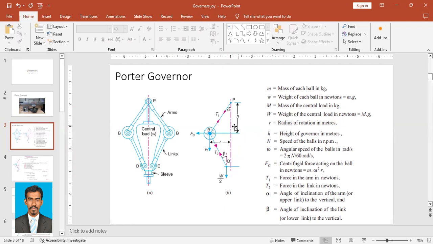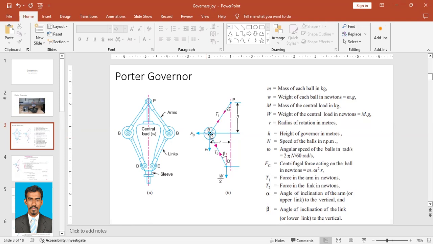Then R, radius of rotation in meters. This R is the radius of rotation, the horizontal distance between the center of the ball and the shaft. H, height of the governor in meters, again the vertical distance between the center of the ball and the pivot point. N, speed of the balls in RPM. N is the speed of the ball, and therefore omega is equal to 2 pi N by 60, the angular speed. Fc, the centrifugal force acting on the ball, is equal to m r omega square.